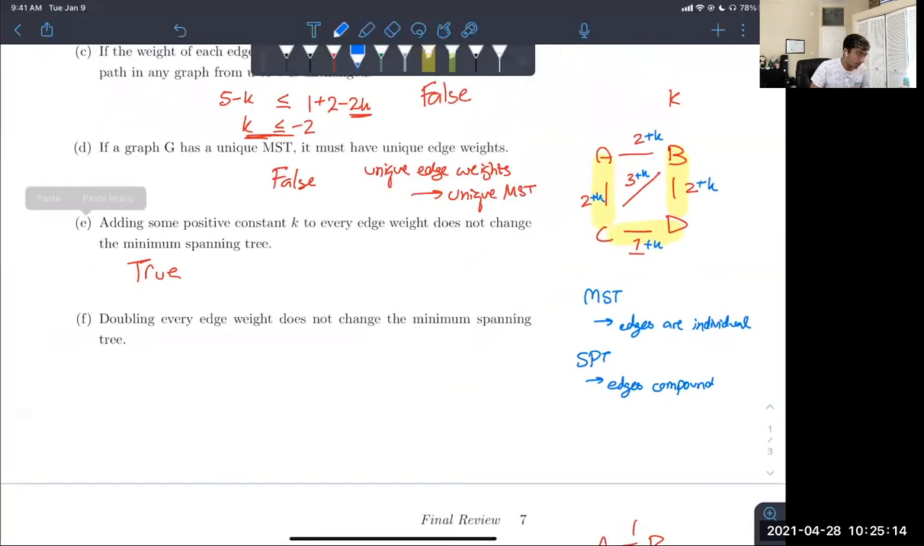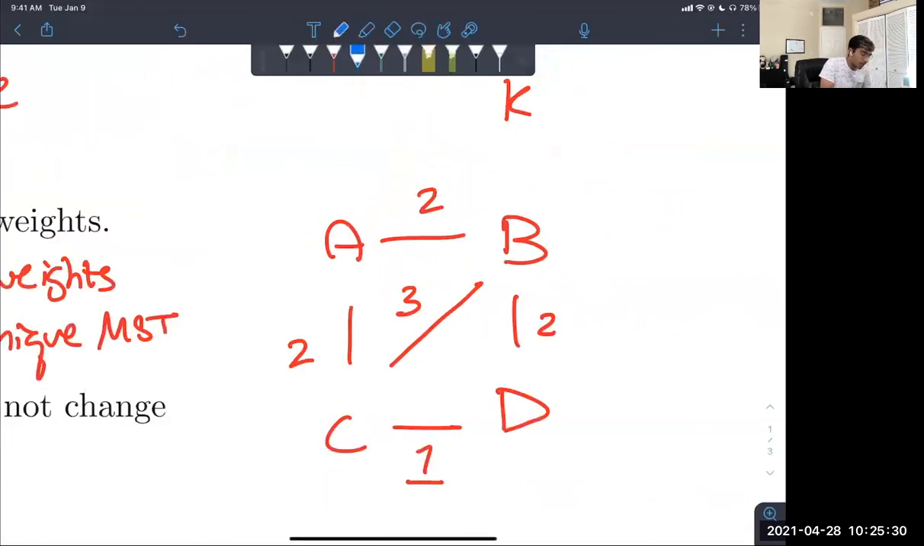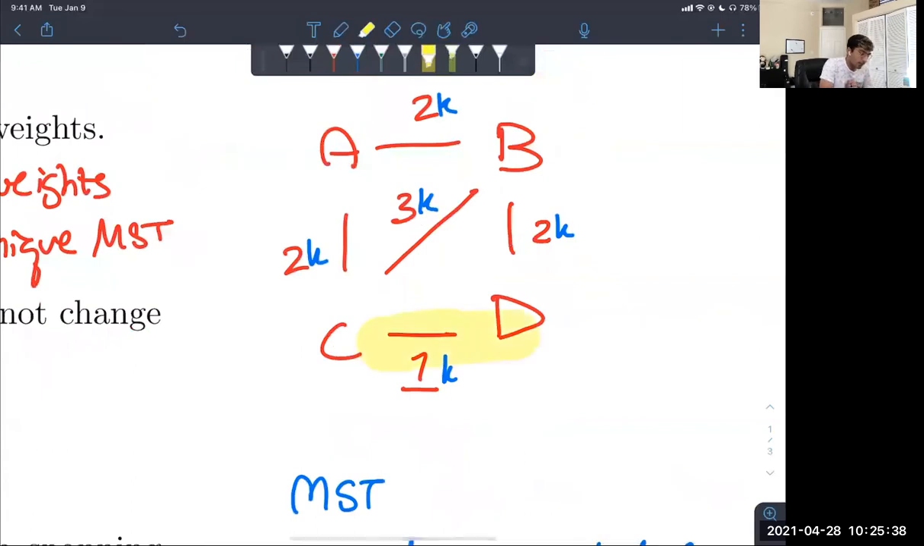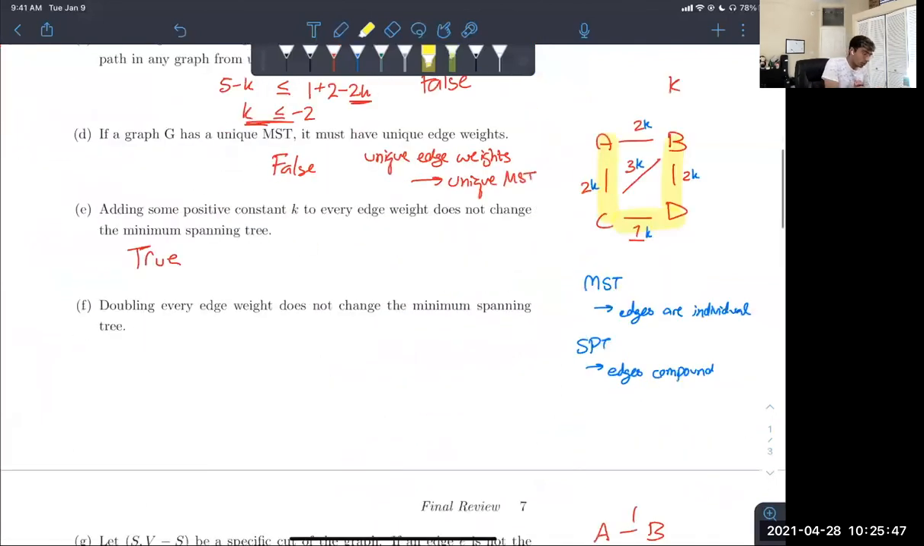So it means that part E would be true. Now let's look at F. F is actually the exact same story. So this might be a bit harder to erase, but I'm going to erase this. Let's put that 2 back in. And right here, let's say I want to multiply each one by some constant. So I'm going to say 2k, 2k, 3k, and just k. Same exact story, right? We're going to pick k first, then we pick between the 2k's, and we can end up with the exact same MST. And this would be true. And similar story, because edges are individual, it would not change our total path.